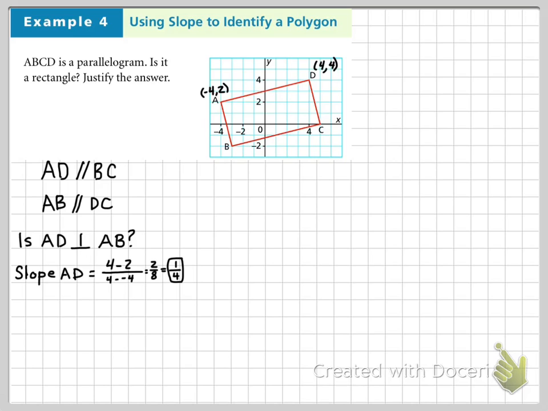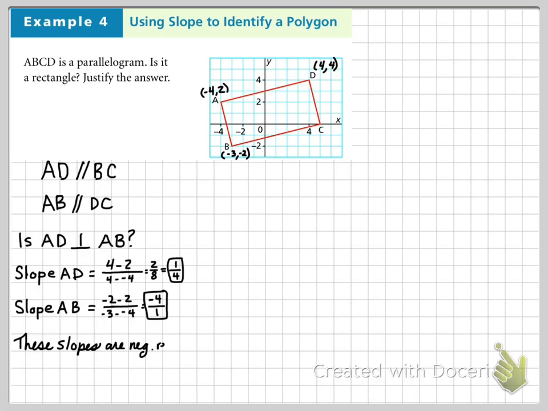Let's check the slope of AB. This time, B is the coordinates (-3, -2). So -2 minus 2 is -4, as it's already showing you there. And -3 minus -4 is going to be 1. So as you can see, 1 over 4 and -4 over 1 are negative reciprocals of each other. Therefore, this parallelogram is also going to be a rectangle.